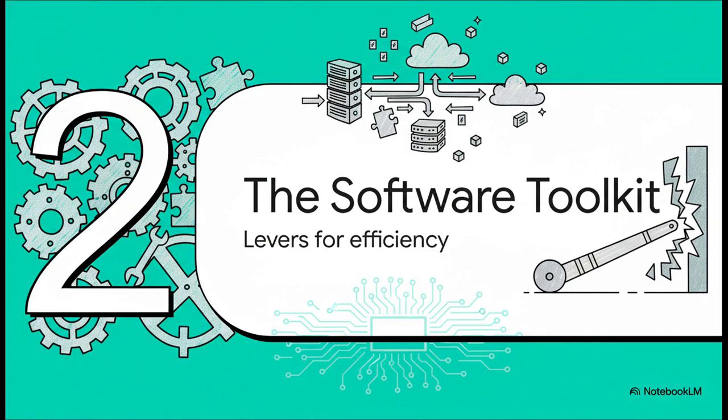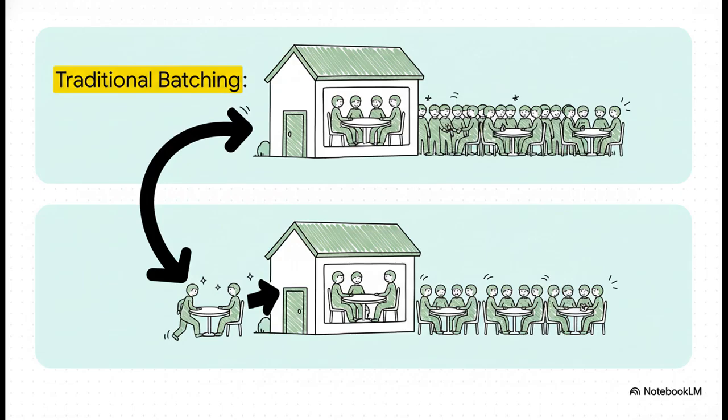So it sounds kind of bleak, right? How do we even begin to fight back against these bottlenecks? Well, lucky for us, some really smart people have built an entire software toolkit to do just that. And one of the first and biggest wins is something called continuous batching. I love this analogy. Think of it like running a restaurant. Traditional batching, that's like waiting for the entire restaurant to empty out before you let new people in.